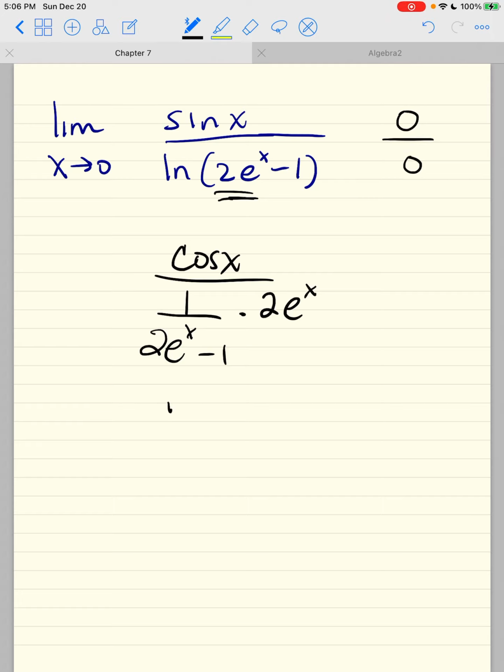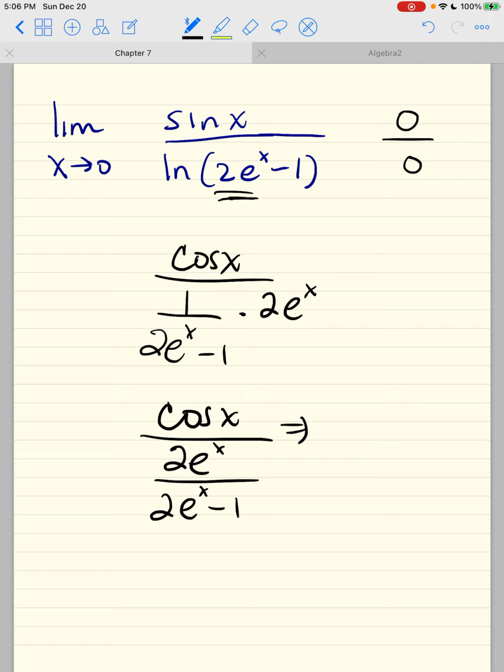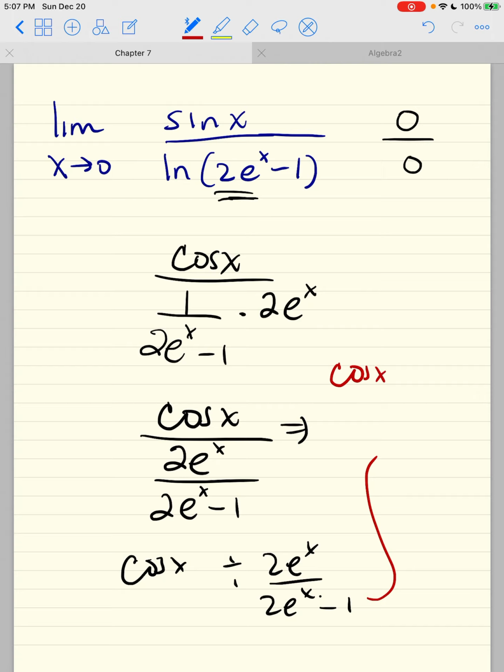You're going to rewrite this as cosine x over 2e to the x over this here. But that's like a keep, change, flip, right? So we're going to keep cosine x over 2e to the x, divided by 2e to the x over 2e to the x minus 1. And from there, I'm going to flip that around. And so I have cosine x times 2e to the x minus 1 over 2e to the x.